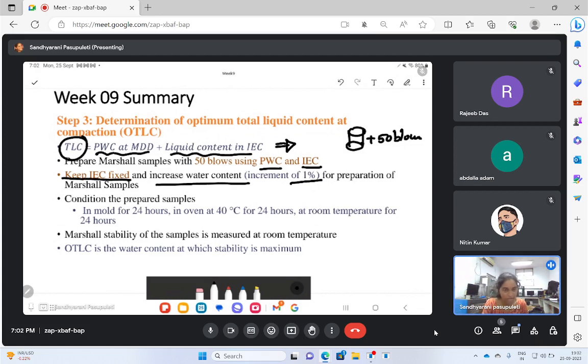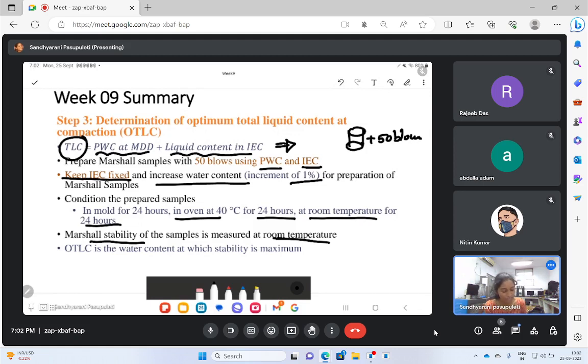Those Marshall specimens we keep for 24 hours. Then we remove them from the molds. After removing from the molds, we keep them in the oven for around 24 hours at 40 degrees. Again we take them out of the oven and keep them at room temperature for 24 hours. Once that is done, we test those specimens for Marshall stability at room temperature. So we keep repeating this process.